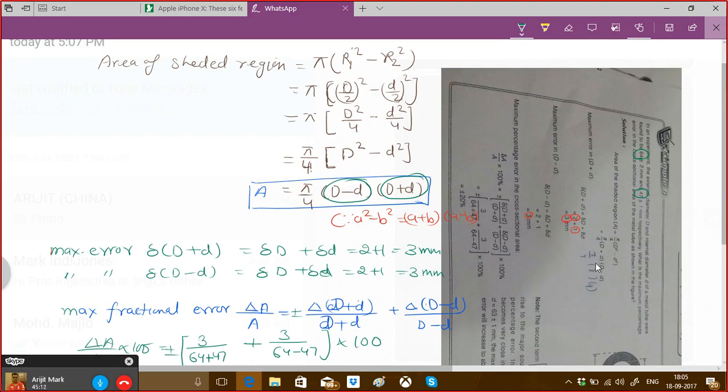Yes. But we just need to know that the area of the shaded region is pi by 4 times D squared minus d squared, right? Yeah, simply you can apply the area of a ring, pi (r1 square minus r2 square), but they are given terms in diameter. So radius can be written as diameter by 2. So that's why I changed that, and then you will get your final formula like this.